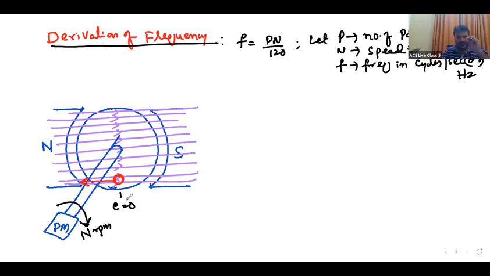Flux is from north to south, and the conductor is moving in this direction or this one: sin 0 is 0, sin 180 is also 0. I am taking this as a reference. It is not cutting any flux, simply moving parallel to the flux lines.